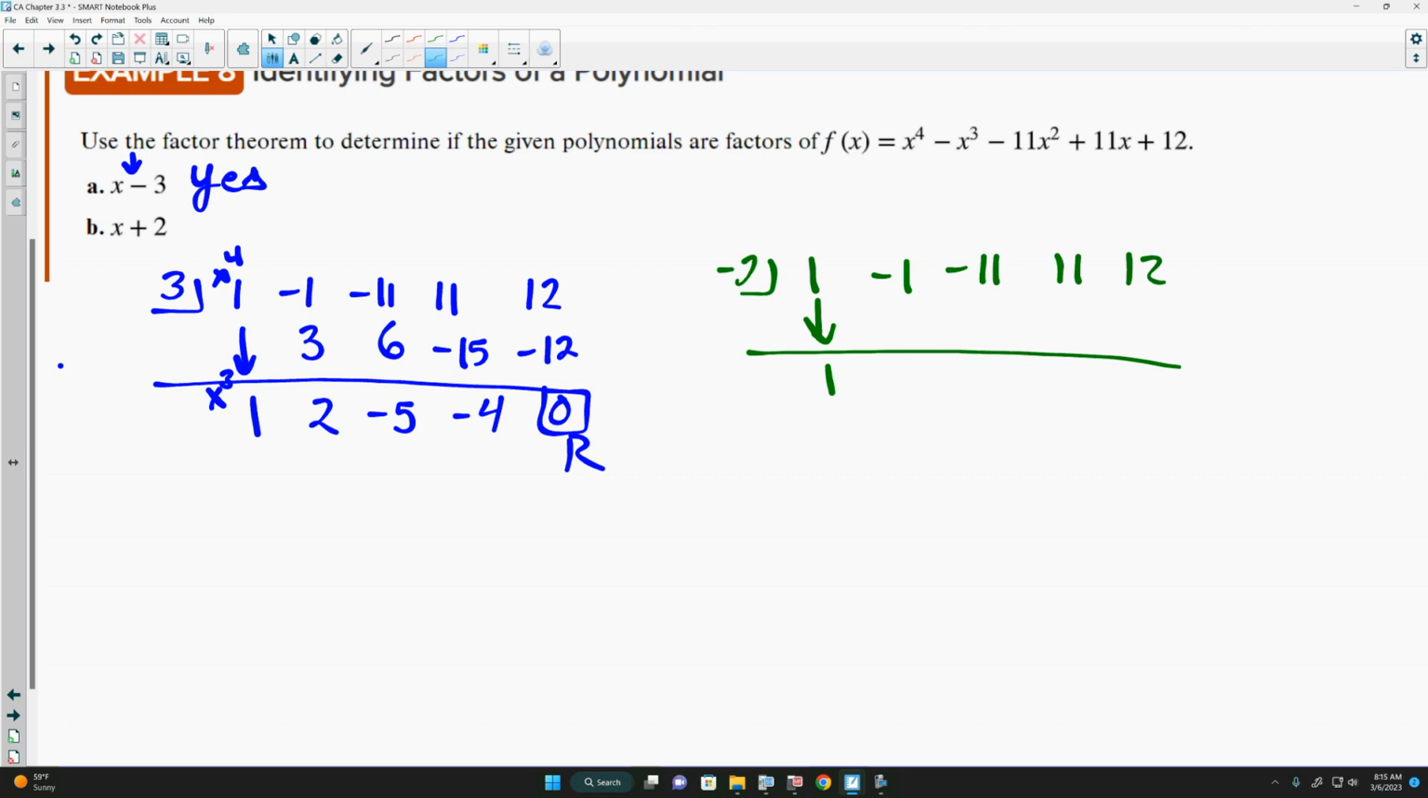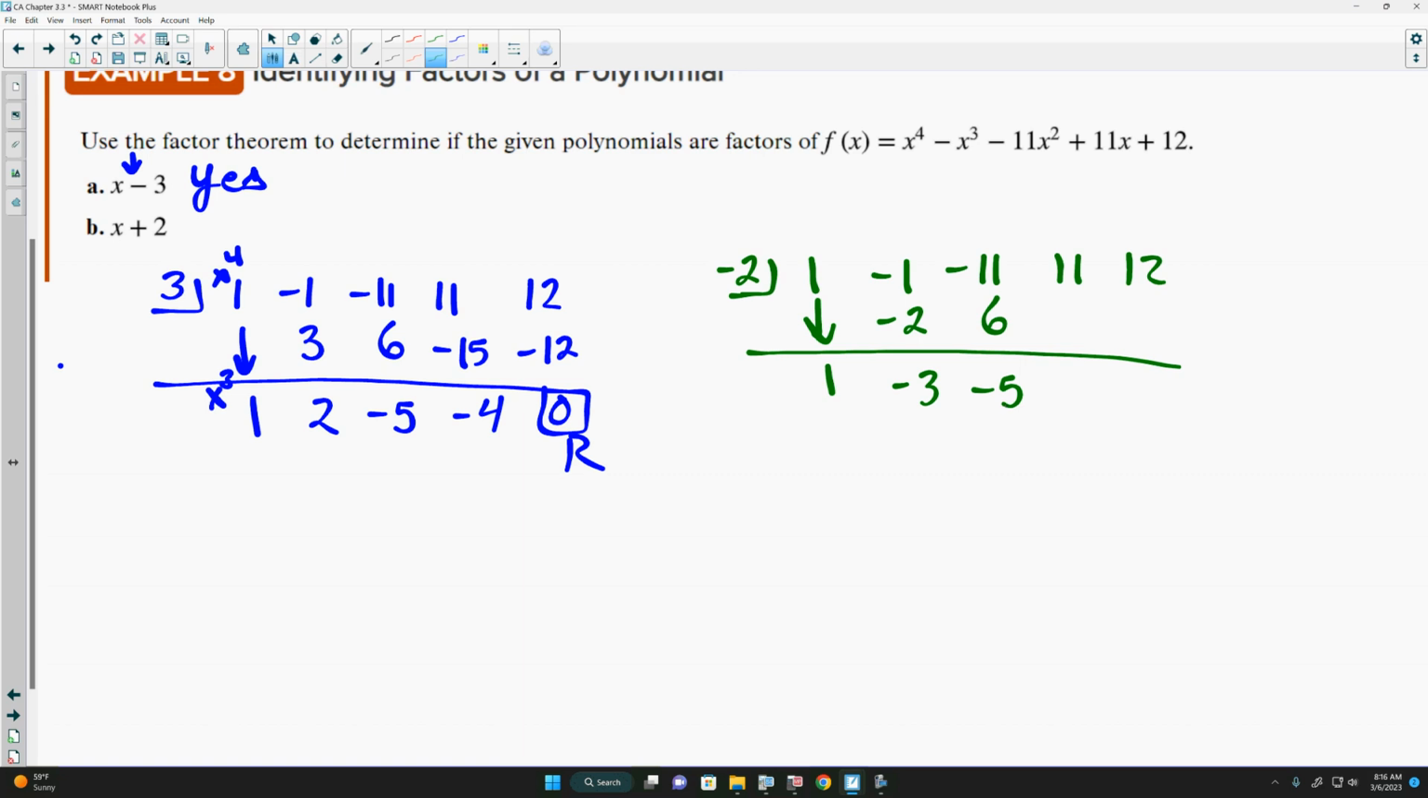Now we can do the same thing for negative 2. Because we solve x plus 2, just minus 2 from both sides, we get this here. And go through the same process. Negative 2 times 1 is negative 2. Negative 1 plus negative 2 is negative 3. Negative 2 times negative 3 is positive 6. Negative 11 plus 6 is going to be negative 5.